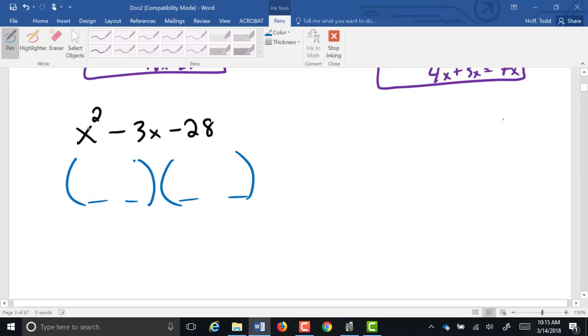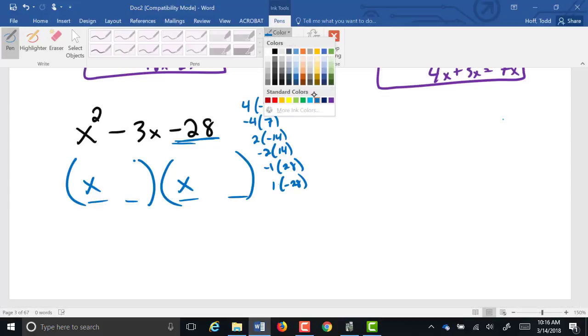Now, this is back to just x squared, so we know these first two are x times x. But this is a negative 28, which means one has to be positive and one negative. So that could be 4 times negative 7 or negative 4 times 7. Could be 2 times negative 14 or negative 2 times 14. Or negative 1 times 28 or 1 times negative 28. Which one do we want to try?